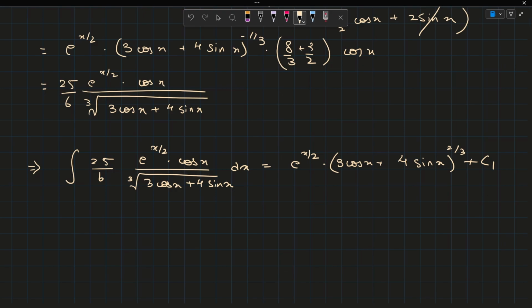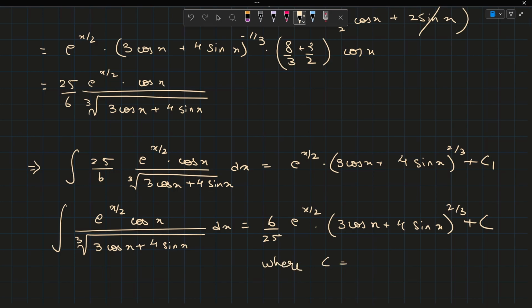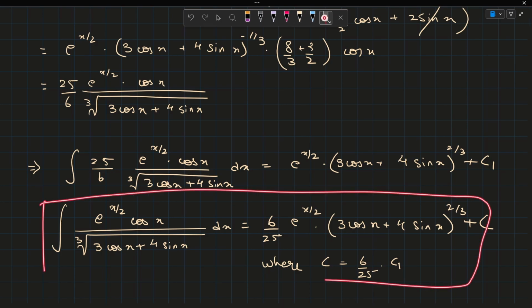So if you multiply the whole expression by 6 by 25, we get the integration of e to the power x by 2 cos of x over cube root of 3 cos of x plus 4 sin of x dx is equal to 6 over 25 e to the power x by 2 times (3 cos of x plus 4 sin of x) to the power 2 over 3 plus c, where c is equal to 6 over 25 times c1. So yeah, this is our final answer.